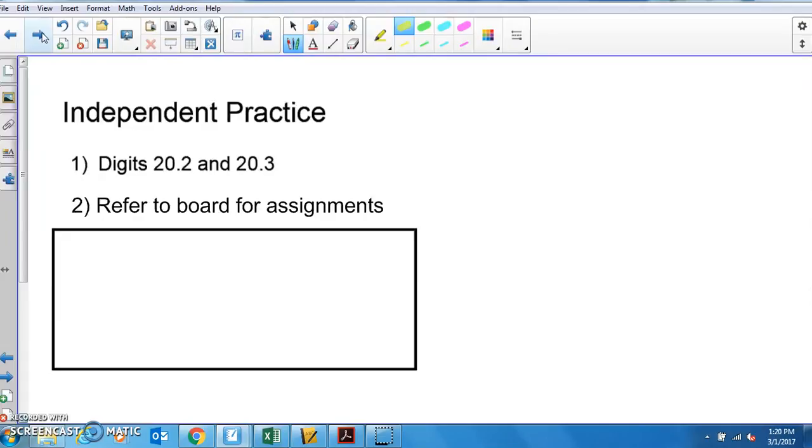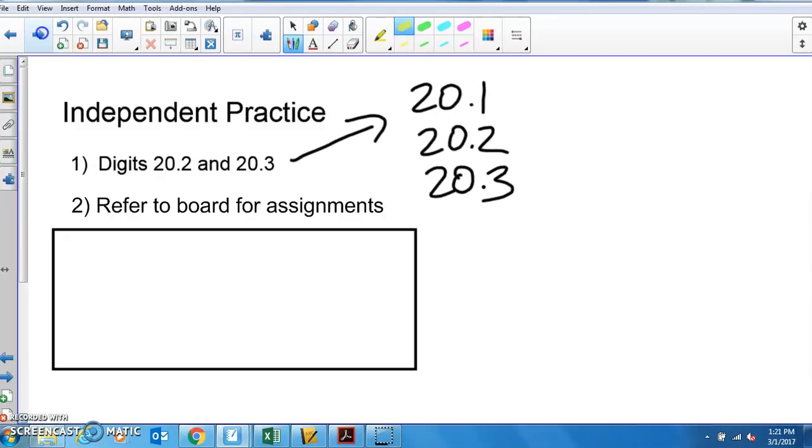And so now if you will work 20.2 and 20.3. Yesterday you had 20.1. So right now for digits, you have 20.1, you're going to have 20.2, and 20.3. And then I'm also going to put in possibly some new IXL assignments. So if you will refer to the board for IXL.